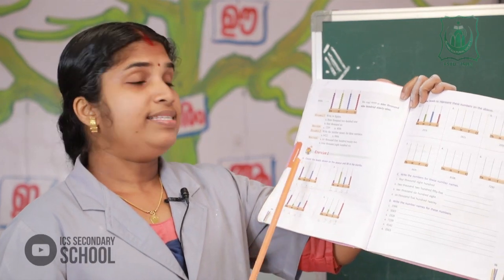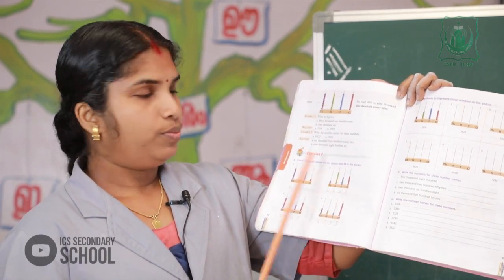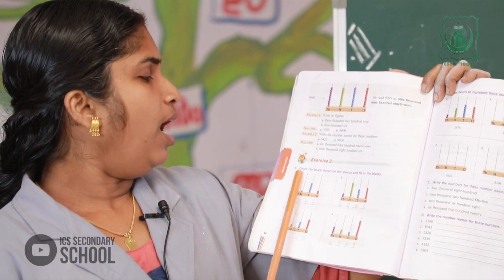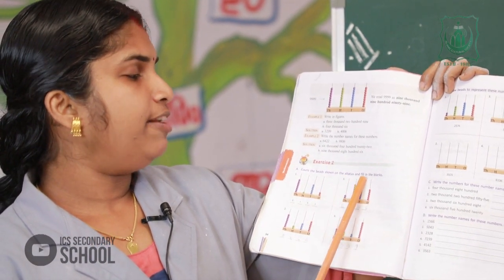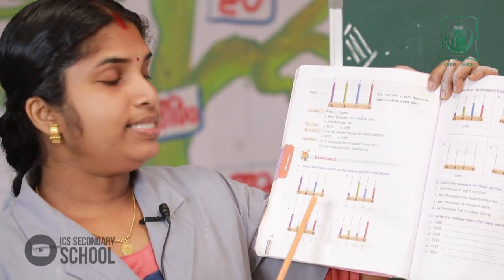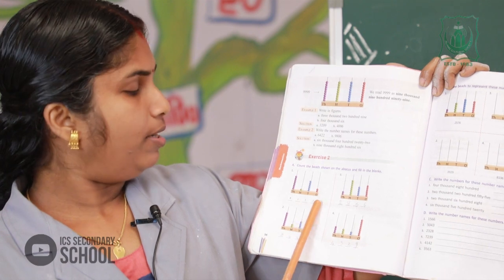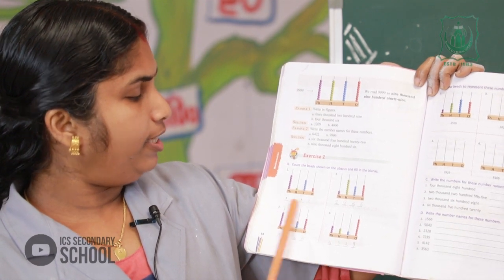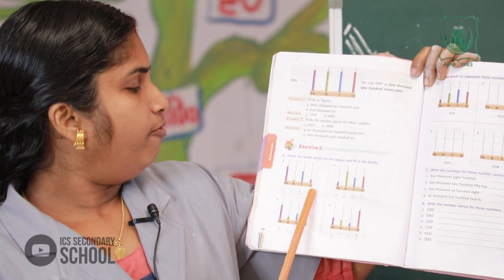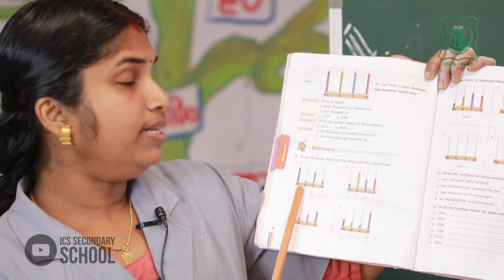Next, please listen. Exercise 2, page number 54. Count the beads shown on the abacus and fill in the blanks. We count the beads on the spike abacus and write the numbers in these blanks. First one: 1 place, 10 place, 100 place and 1000 place.